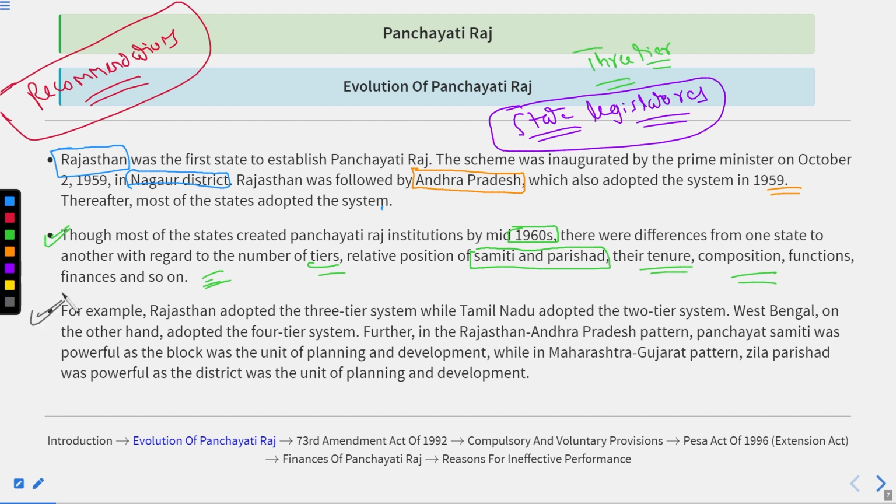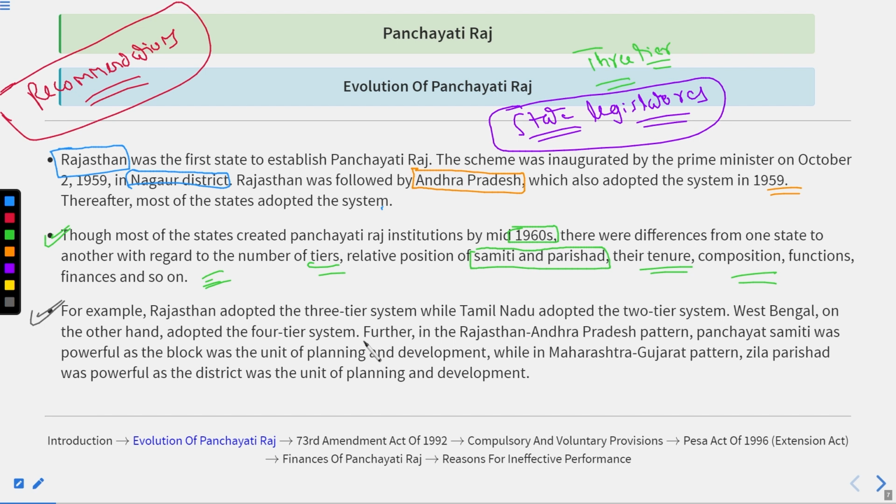For example, Rajasthan adopted the three-tier system, meaning Gram Panchayat, Panchayat Samiti, and Jila Parishad, while Tamil Nadu adopted only the two-tier system. West Bengal, on the other hand, adopted the four-tier system. Further, in the Rajasthan-Andhra Pradesh pattern, Panchayat Samiti was powerful as the block was the unit of planning and development. While in the Maharashtra-Gujarat pattern, Jila Parishad was powerful as the district was the unit of planning and development.